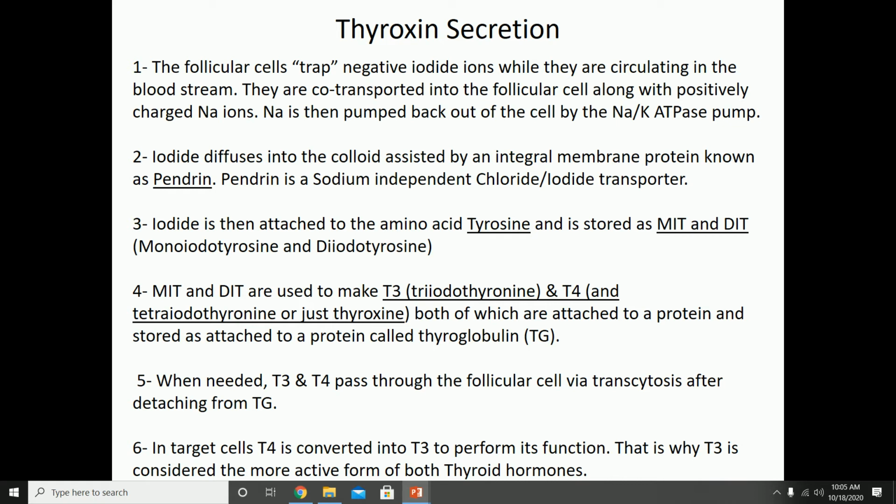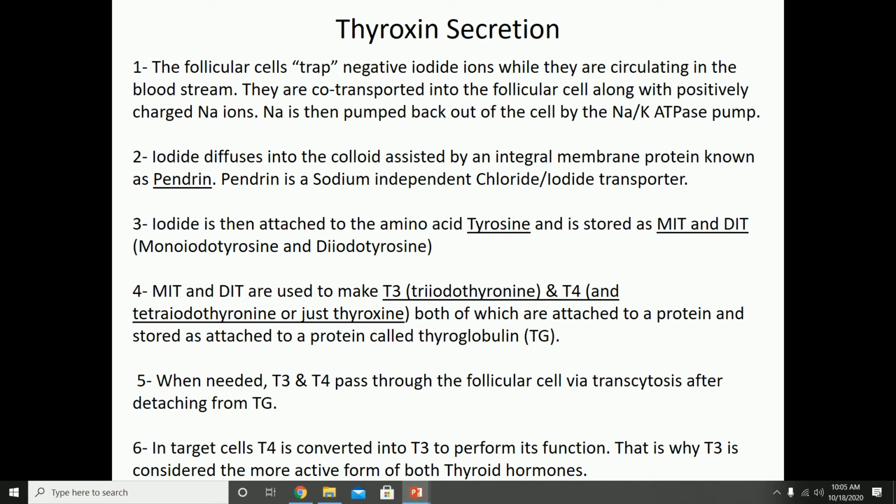Now, if you take one MIT and one DIT and combine them together, that will make T3, which is triiodothyronine. If you take two DITs and combine them together, that'll make T4 or tetraiodothyronine. We could just call that thyroxine. Know that T3 is the more active form. They're both active, but T4 is definitely less active. T3 is considered the active form of the hormone.